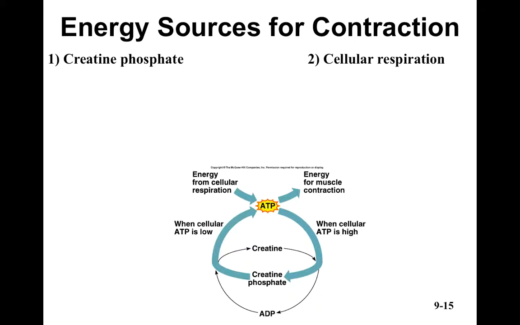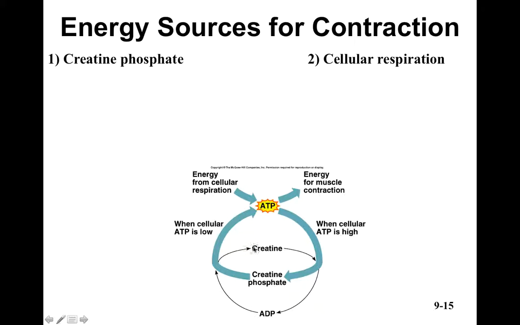Okay, so now we're going to talk about how we get that energy. How do we get that ATP so we can contract? Well, some of this is review because we've already done cellular respiration this year, but we'll hit on it again just as a reminder. So creatine phosphate is like a way to recharge ATP quickly.